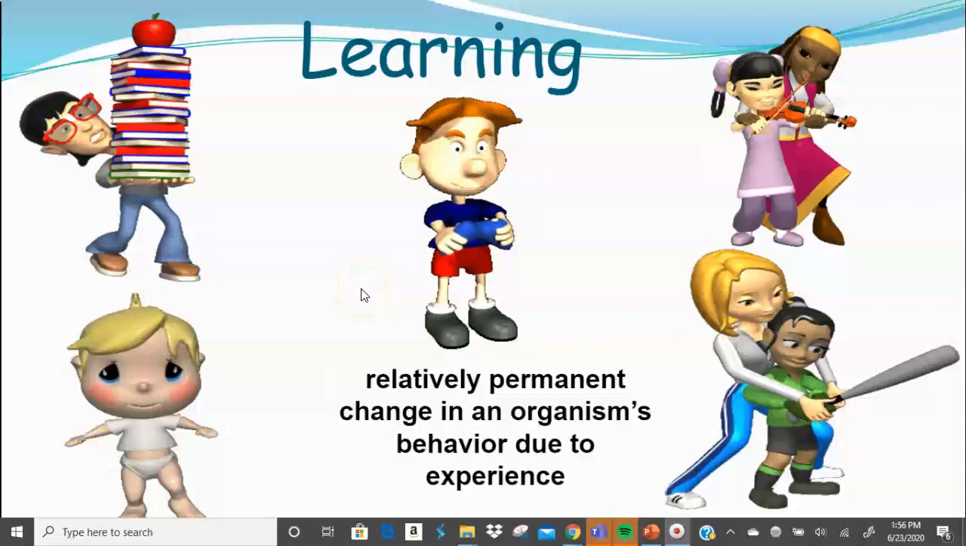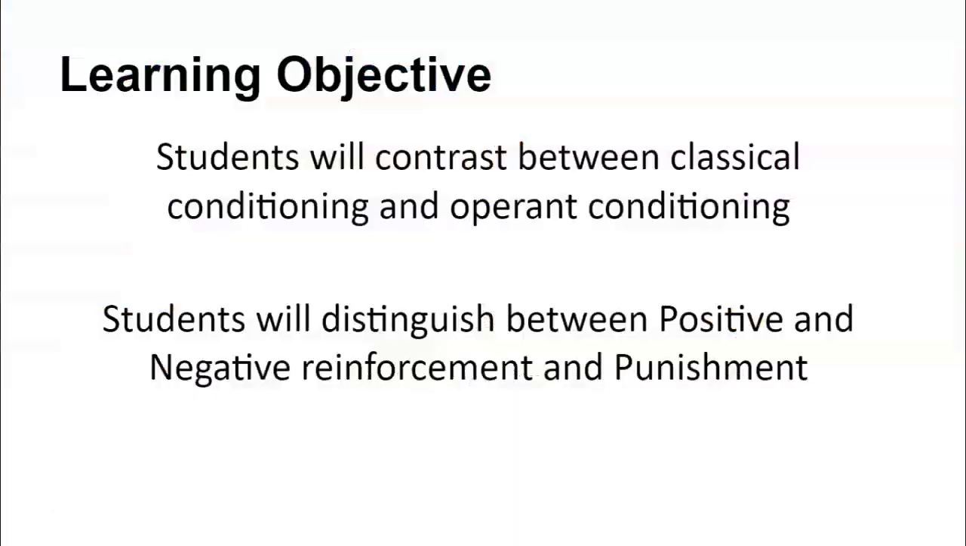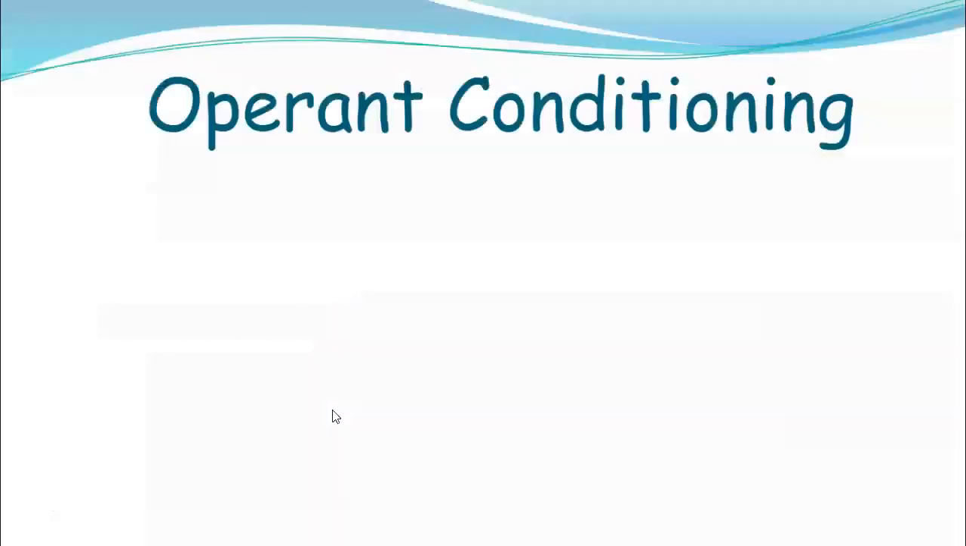Hey everybody, and welcome to this lecture on operant conditioning. We're just going to review really fast. The definition of learning was the relatively permanent change in an organism's behavior due to experience. Your learning objective for this lecture is that by the end, you should be able to contrast between both classical conditioning and operant conditioning. You should also be able to distinguish between positive and negative reinforcements and positive and negative punishments. So let's get started with operant conditioning.